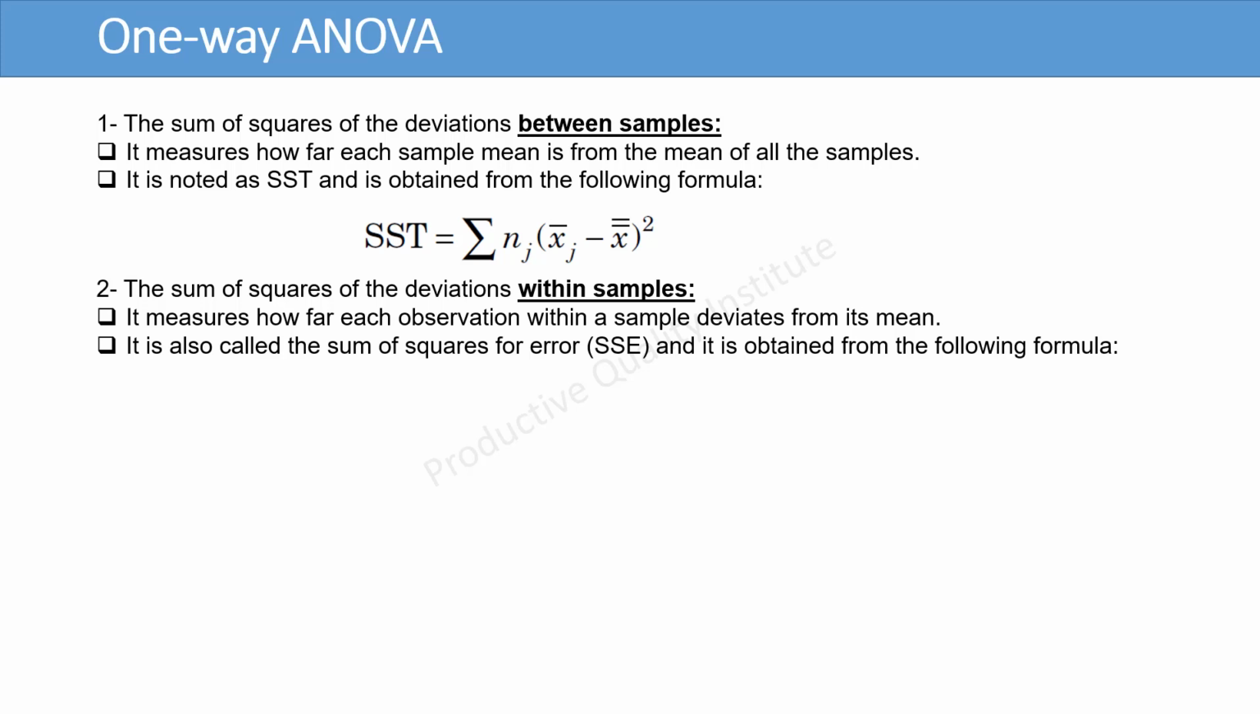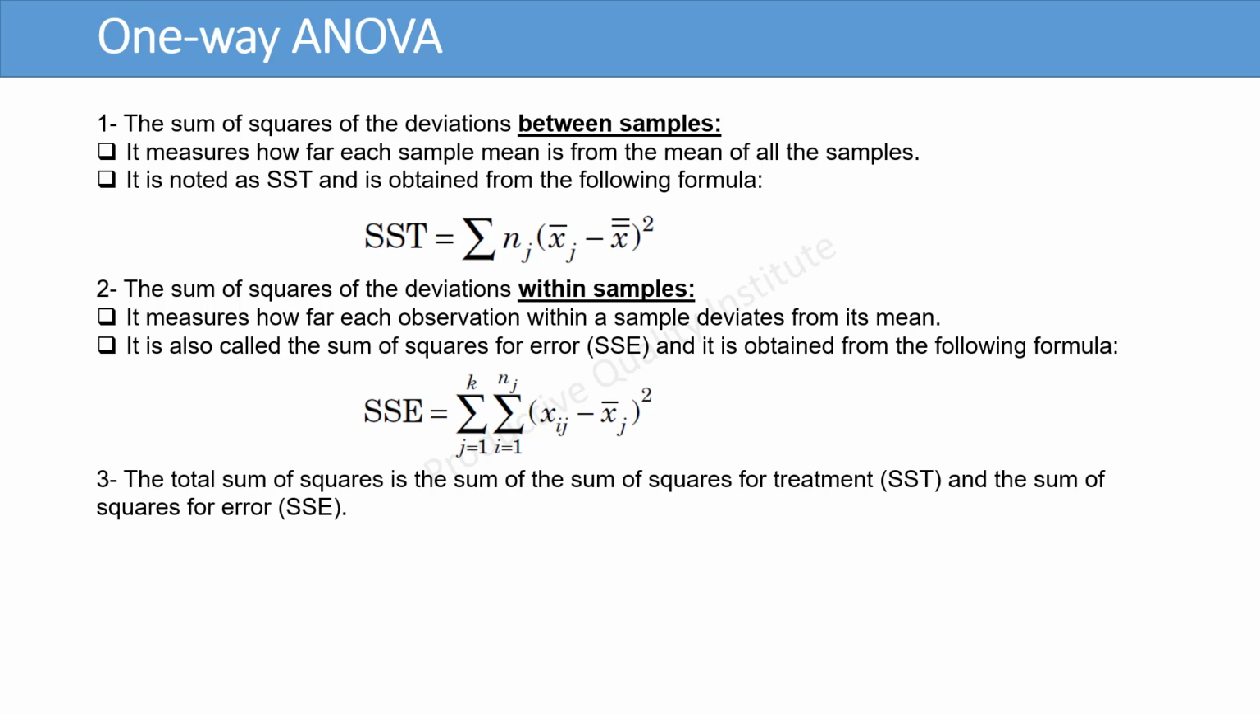2. Calculate the sum of squares of the deviations within samples. It measures how far each observation within a sample deviates from its mean. It is also called the sum of squares for error, SSE, and it is obtained from the following formula. 3. Calculate the total sum of squares, which is the sum of squares for treatment, SST, and the sum of squares for error, SSE.